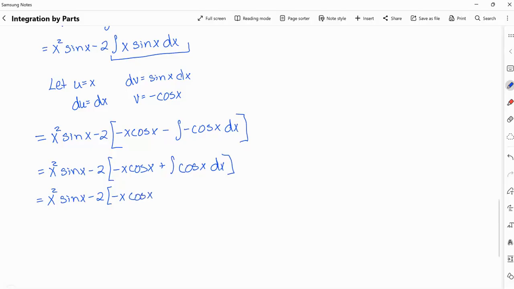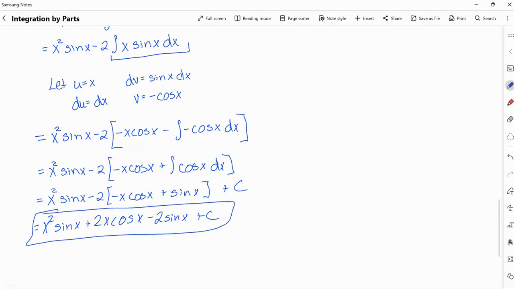So just like order of operations, let's work from the inside out to make life a little easier. When I integrate cosine, I'm going to get sine. It's a positive sine. And then we're going to have a plus c. And then now I'm going to clean this up by distributing that 2. So this is going to be x squared sine of x plus 2x cosine x minus 2 sine of x plus c. There's my final answer for that.